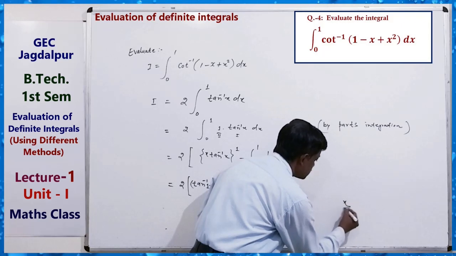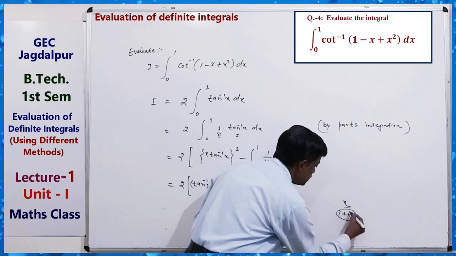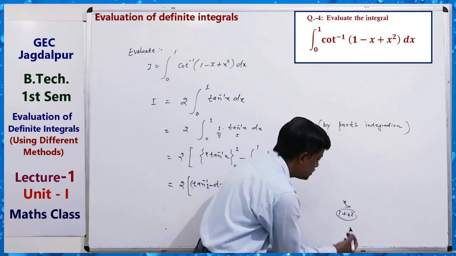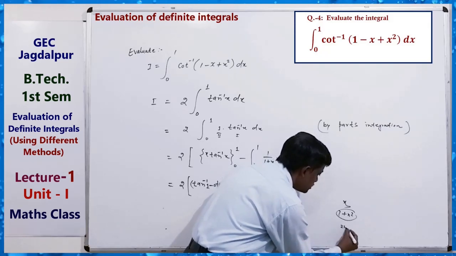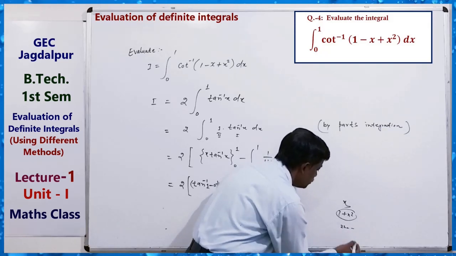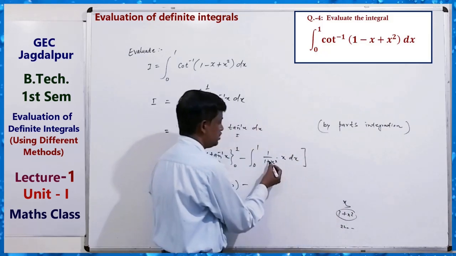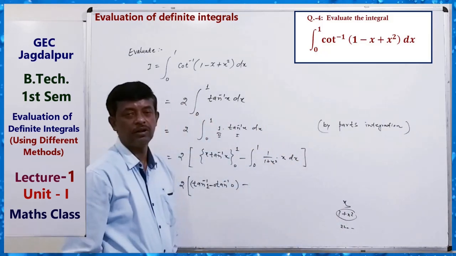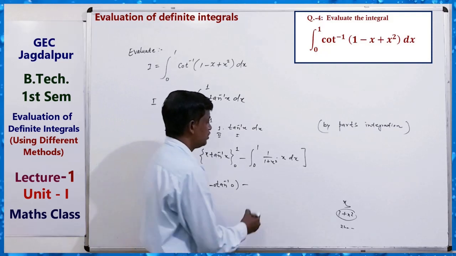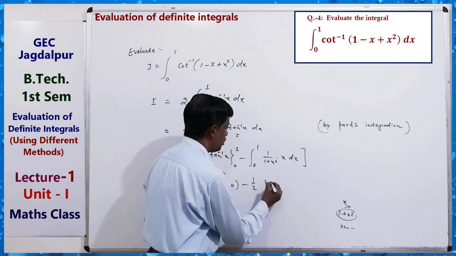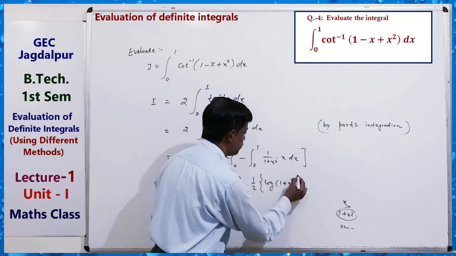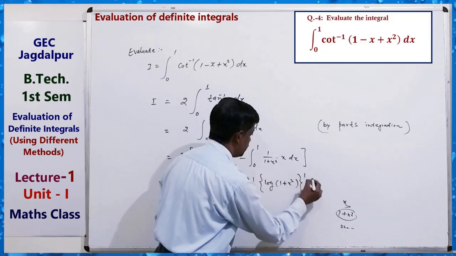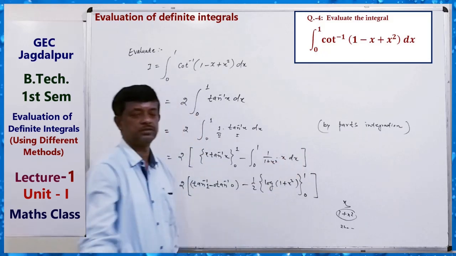x upon 1 plus x square means what? Let 1 plus x square equal t. Then 2x dx equals dt, so x dx equals dt by 2. So 1 by 2 integral of 1 by t, that is 1 by 2 log t. So 1 by 2 log of t, that is 1 plus x square, and we just have to put the limit here, 0 to 1. This is the way.